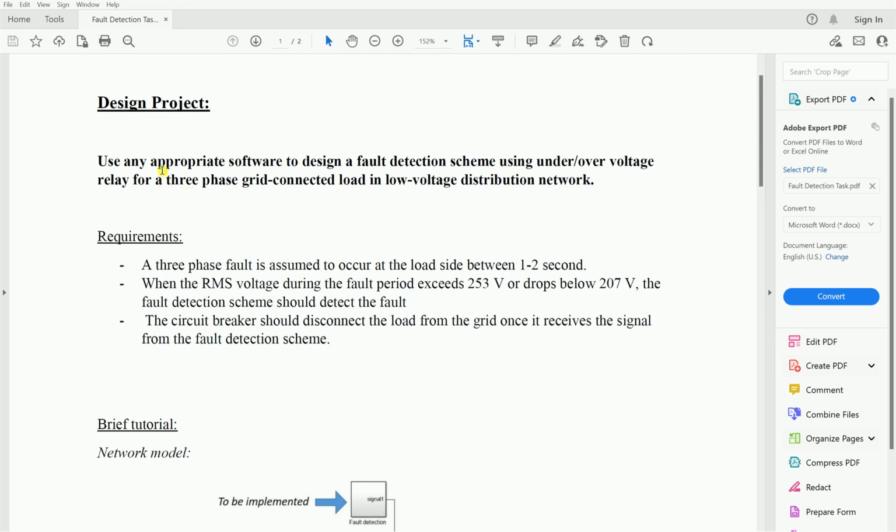If you look at this design project, it says use any appropriate software in order to design a fault detection scheme using under or over voltage relay for a three-phase grid connected load in a low voltage distribution network. So what we need to do is design a fault detection scheme. If there is an over voltage or under voltage, the circuit breaker will be opened and protect the system.